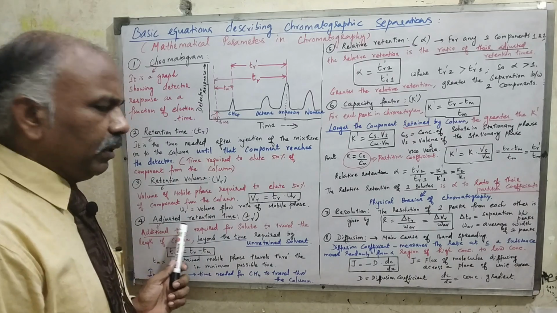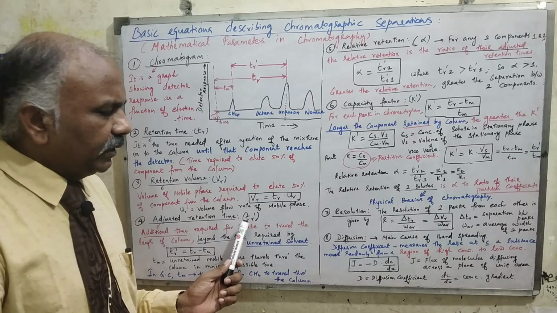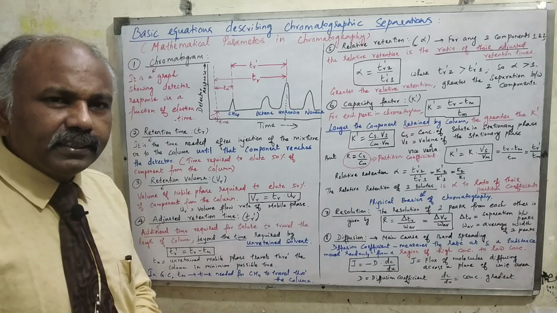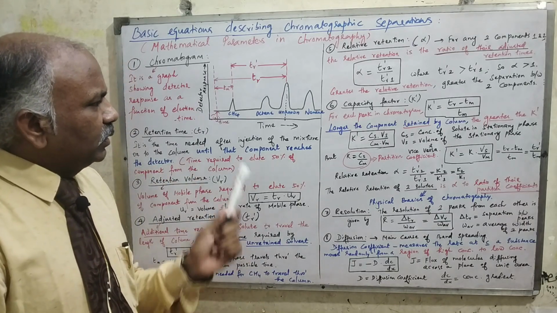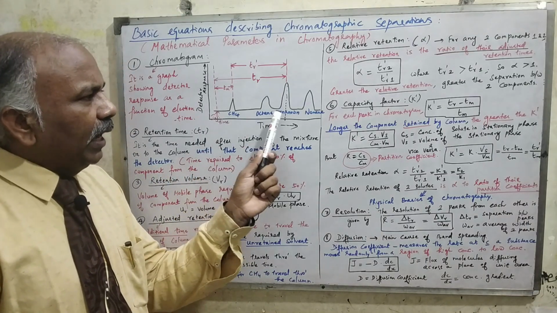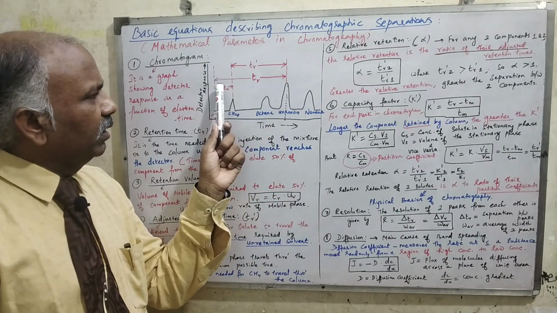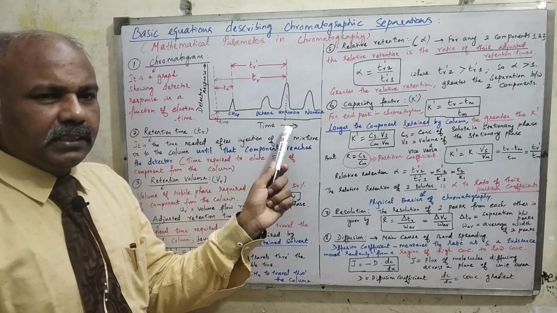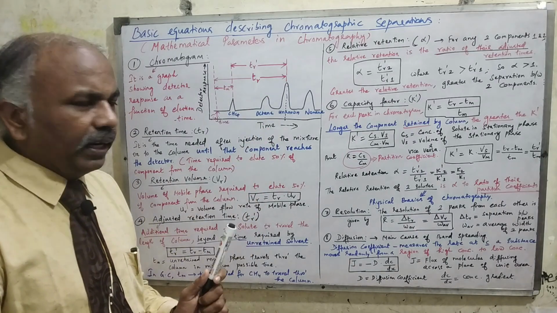The fourth important parameter is adjusted retention time. The adjusted retention time is also given by TR dash. What is called adjusted retention time? Basically, you should remember one important thing. When I inject the sample, I am getting 50% of the component from the column. After injecting the sample, I am getting 50% of the component from the column. This is called TR. It is the retention time, right?